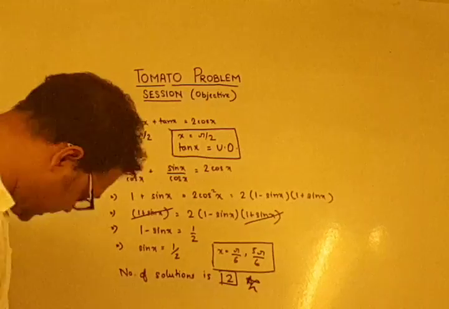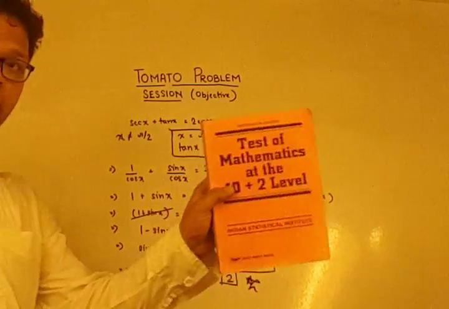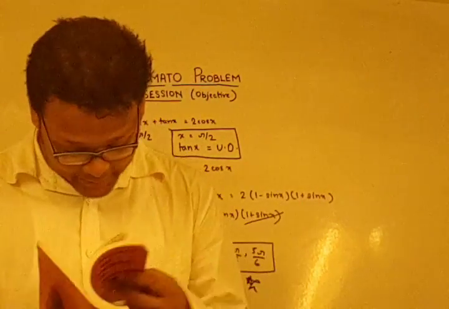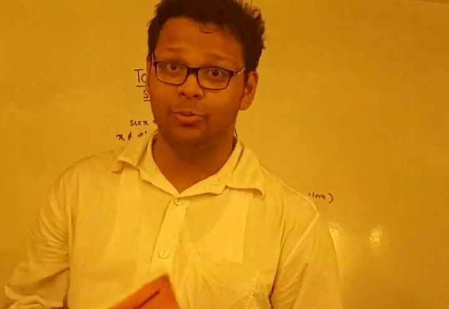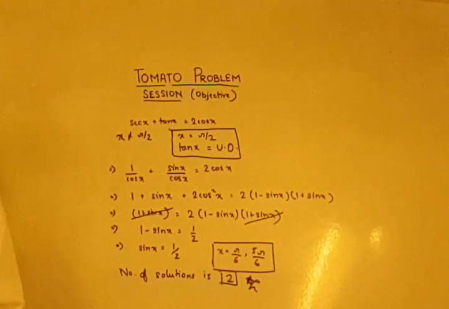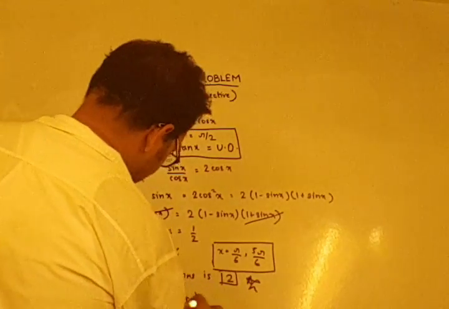and according to the test of mathematics book that I always prefer to carry around with me, this is a very important book, so that I prefer to carry with me, the actual option given is option C. So option C is the right answer.